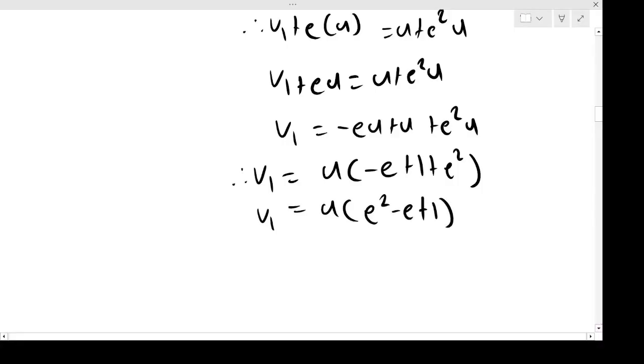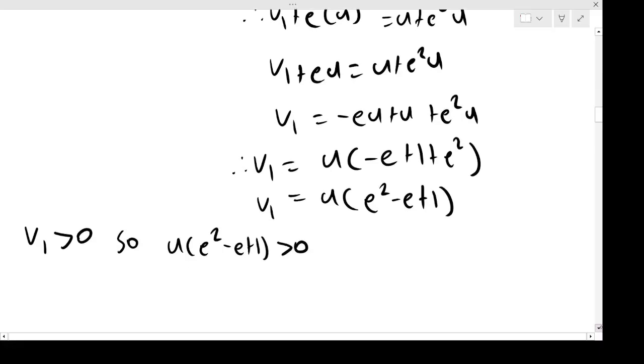Okay, now remember we need to show that V is positive. V1 then has to be greater than 0. So in other words, we need to show that U lots of e squared minus e plus 1 is greater than 0.